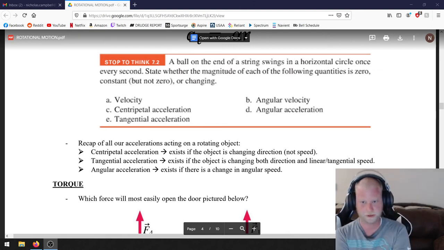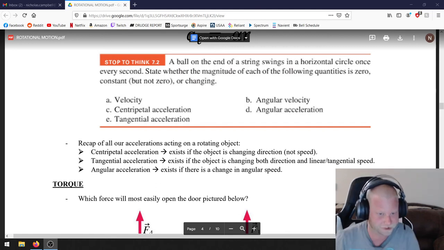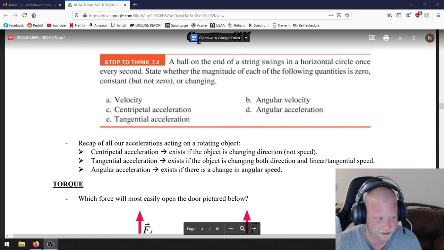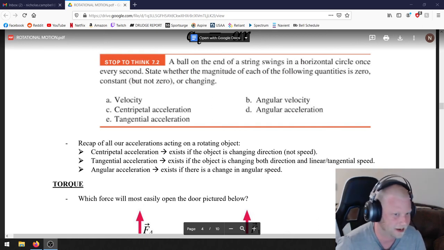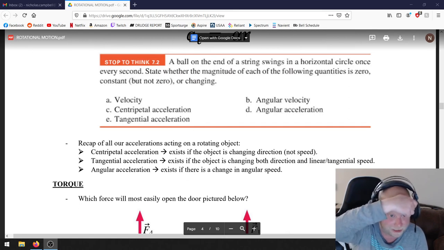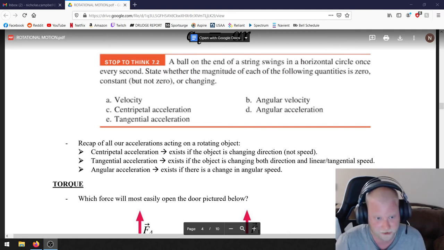Alright, so this ball swings around once every second, which means that it is in a state of uniform circular motion. So if we look at the velocity, it is changing. The reason the velocity is changing is because the direction is changing. Now if A had just said speed, then speed would be constant. But again, they use the term velocity, which includes speed and direction, and because direction is changing based off of moving in a circle, velocity is by definition changing.